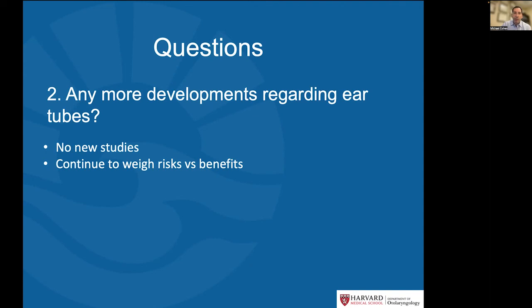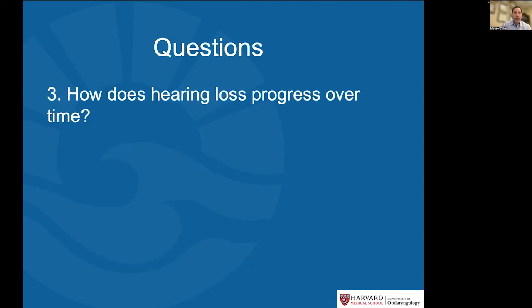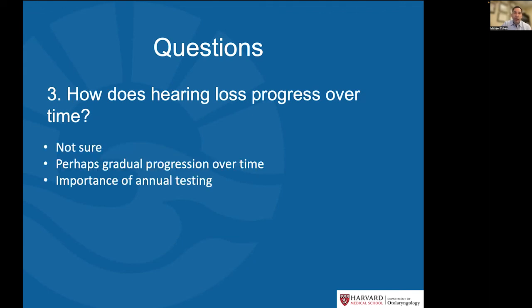And the last question is, how does hearing loss progress over time? I would say for this question, I'm still not sure. I think that there are certainly cases where we've seen gradual progression over time, but for any one patient, it's very hard to answer this question. I did mention the importance of annual testing to look for progressive hearing loss, but another reason to have annual testing is so we can learn more. As we have more patients with annual testing, we can study this disease.